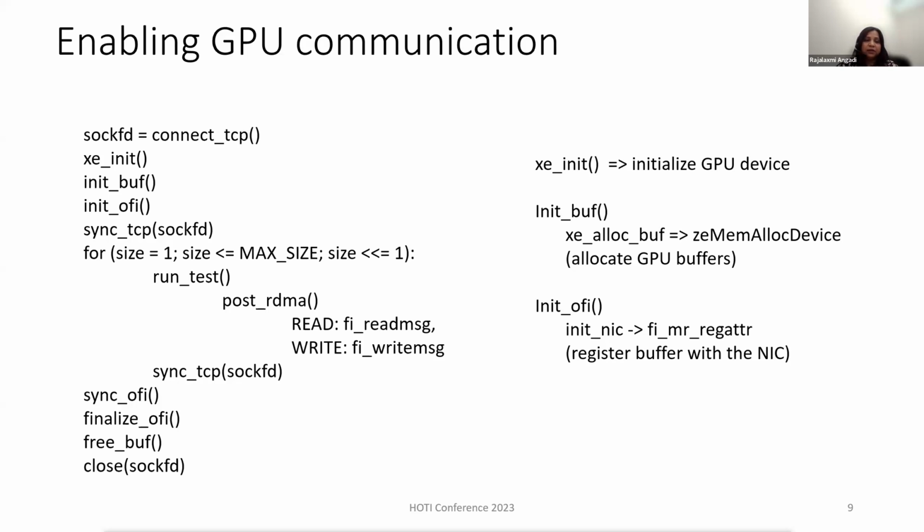So with Libfabric, we have also enabled GPU communication. On the left, you see the simple program flow for the GPUs: init, XE init, which basically initializes the GPU device, and then initialize the buffers with XE alloc buffer, ultimately doing ZE mem alloc, which is Intel's GPU memory allocation call. And there is init OFI, which actually registers the buffer with a NIC. Right now we are showing how it can be used with Intel GPUs, but this generic program can also cater to different types of devices. Imagine if there is a DPU, or a GPU from another vendor, it can easily plug in there. Next.